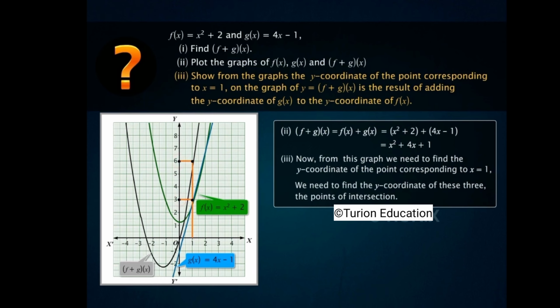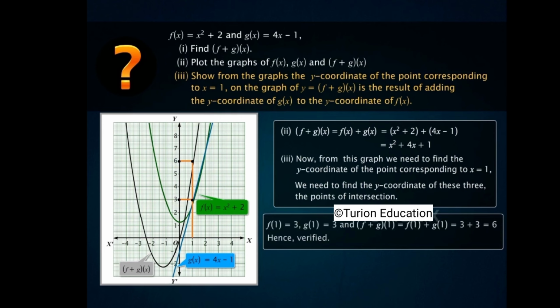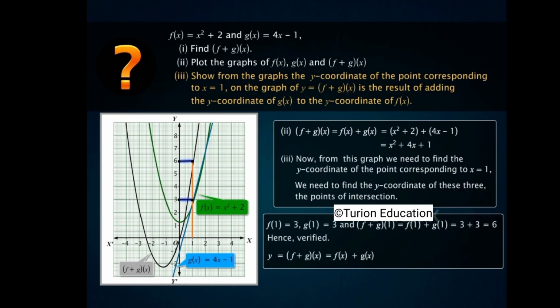Now, from the y-axis, we can see that the y-coordinates of the f and g functions are 3, and the y-coordinate of the sum function is 6. Thus, the y-coordinate of the point corresponding to x equal to 1 on the graph of y, the sum function, is the result of adding the y-coordinates of the two given functions. Generalizing, the y-coordinate of each point on the graph of y equals (f plus g)(x) is the result of adding the y-coordinate of g(x) to the y-coordinate of f(x).